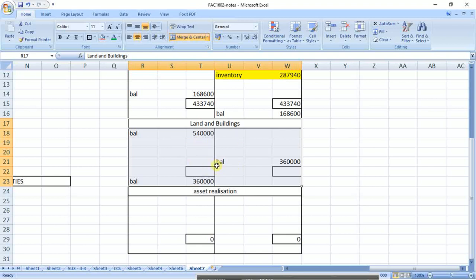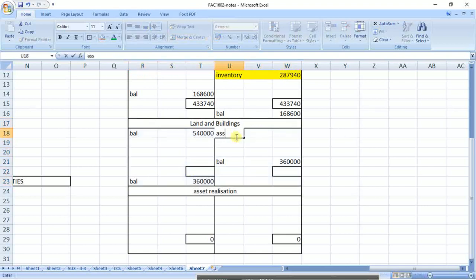The movement in balances. Because where do I see bank? Will I see bank in land and buildings? No, because did I buy any land and buildings? No. How do I get rid of land and buildings? I sell it. If I sell it, it goes to where? Realization. See, that's completing the T accounts.